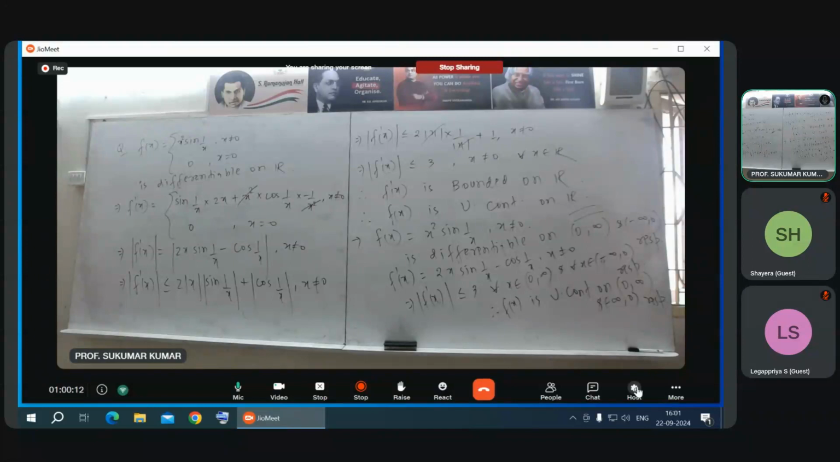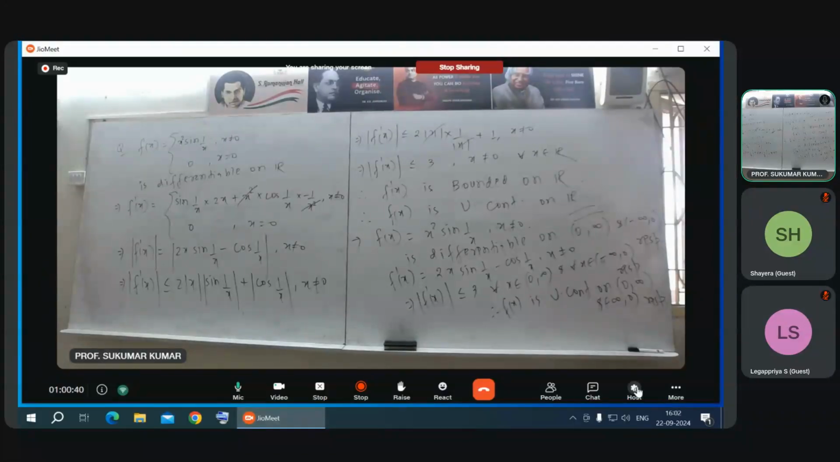Higher power won't work; in every place it will fail. So we can tell only for a finite interval. For an infinite interval, it may or may not be, we can't tell. Already I gave the higher power also: x power m sin 1 by x, m greater than or equal to 2, is uniformly continuous on a finite interval. On an infinite interval it may or may not be.